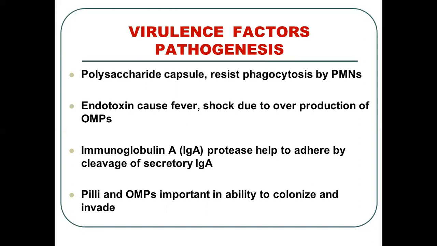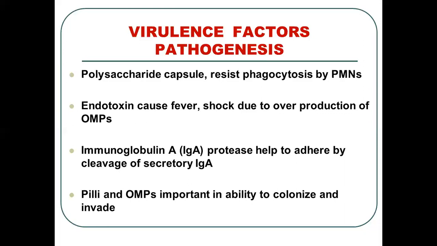Now, immunoglobulin A, what we call the IgA protease, helps this microorganism adhere. You see, the IgA protease causes cleavage of the secretory IgA. So when the secretory IgA has been deactivated by its cleavage, the immunoglobulin cannot act. So IgA protease helps the adherence of this microorganism. The microorganism adheres to the mucous membrane of the respiratory tract by cleaving the secretory IgA, which would otherwise inhibit its adherence to the respiratory tract.